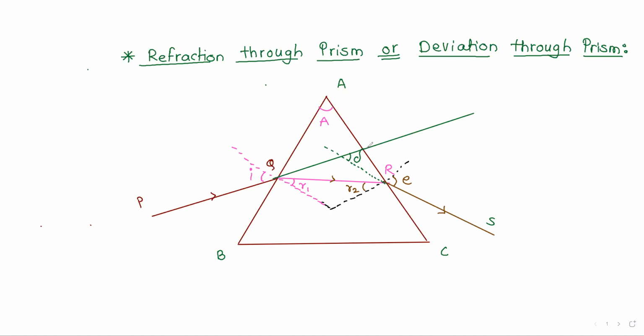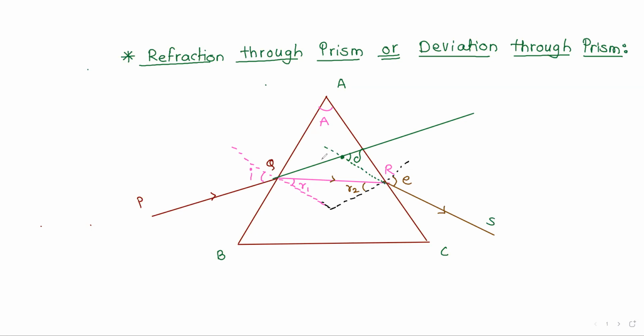Simply, deviation means that the light ray is deviated from its path due to some obstacle, and here that obstacle is a prism. So the angle made between the original path of the light ray and the refracted path of the light ray is the angle of deviation.